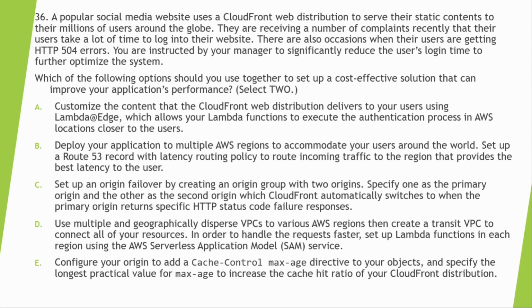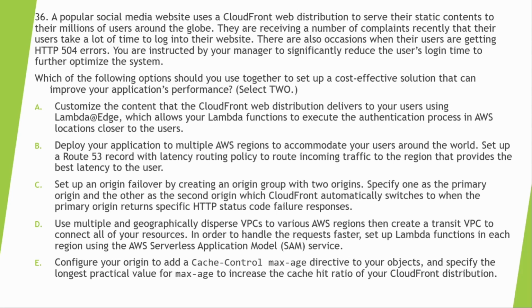Okay, so the correct answer to this question will be, first, Lambda@Edge, because it will allow you to customize the content according to the AWS locations closer to the users. And second, setting up an origin failover by creating an origin group. If the primary origin is not working, you can go to the secondary origin, and that's how you will avoid the HTTP status code failure error. So A and C are the correct answers, but why are B, D, and E not correct? Let's go and see that.